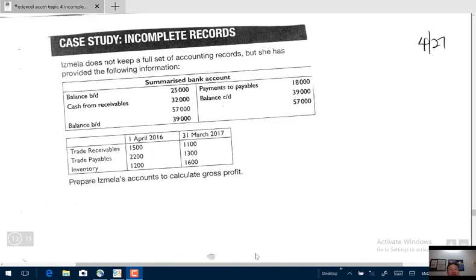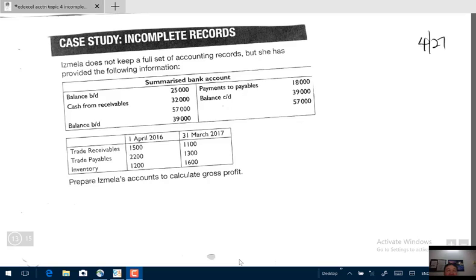So let me see. Okay, so here this is a question. We continue this topic called incomplete records, and this is a subtopic found in topic 4 of the IGCSE Edexcel Accounting. All right. So now this is a very simple question. Let's read the question together, and I will remind you what to do.